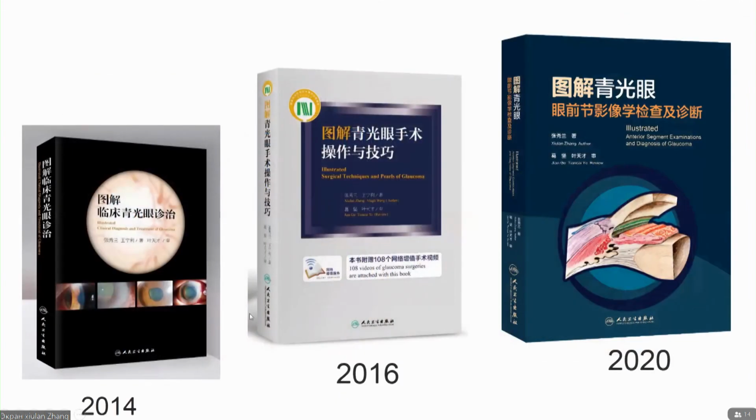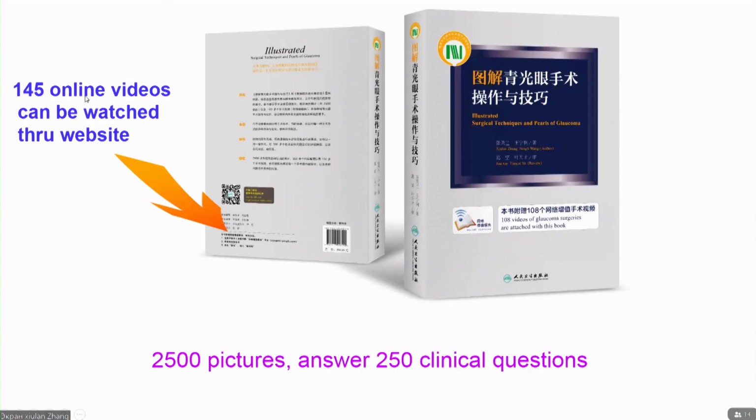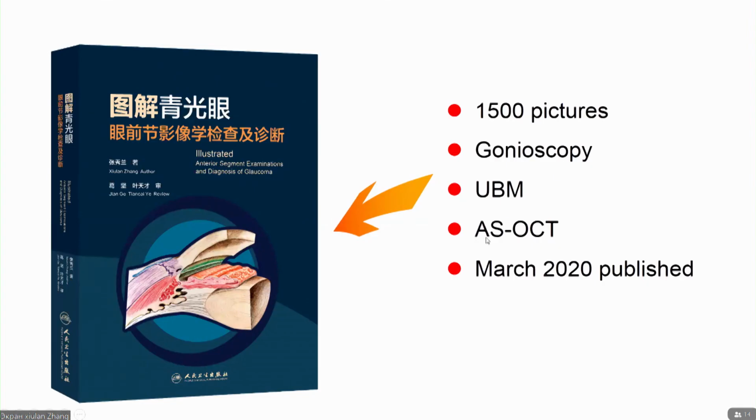And these three books are my published books, Illustrated Clinical Diagnosis and Treatment of Glaucoma, on surgical techniques and fields of glaucoma, and anterior segment imaging, the examination and diagnosis of glaucoma. In this book, you can watch 145 online surgical videos by myself from the website at the bottom of the book. And in this book, 250 pictures answer 250 clinical questions. And this is a new one. It's all pictures to talk about gonioscopy, UBM, AS-OCT.